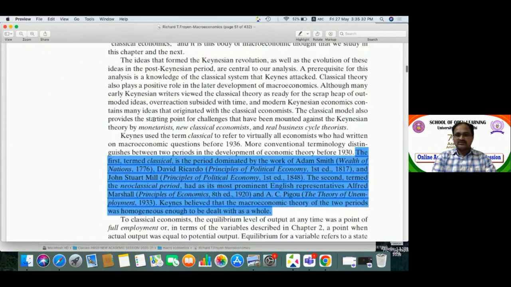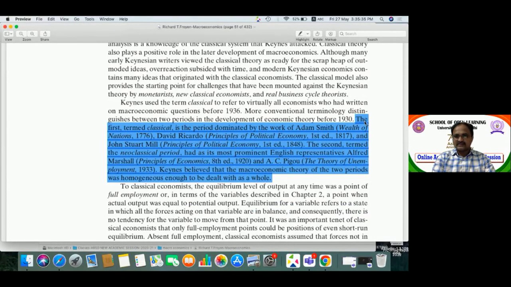So if you are discussing this theory, you can start with the term classical, right? This is the book of Richard T. Froyen, recommended by Delhi University. The first term, the classical, is the period dominated by the work of Adam Smith, The Wealth of Nations, 1776, David Ricardo, Principles of Political Economy, 1817, and John Stuart Mill, Principles of Political Economy. The second term is the neoclassical period, Alfred Marshall. There are three terms.